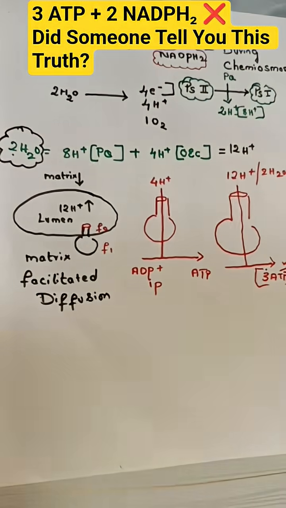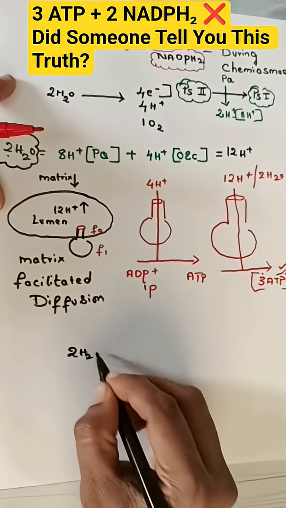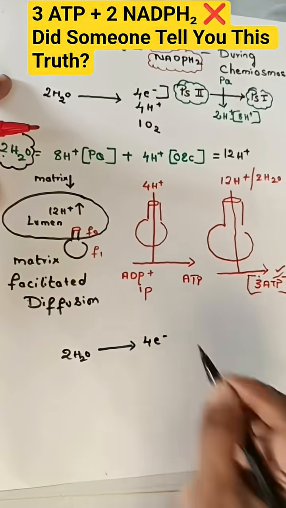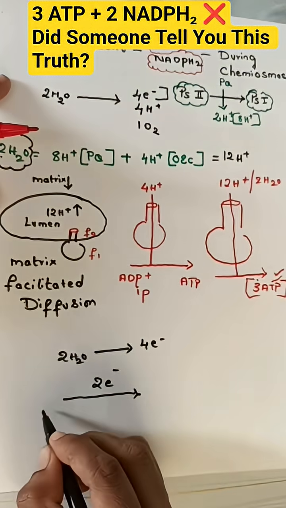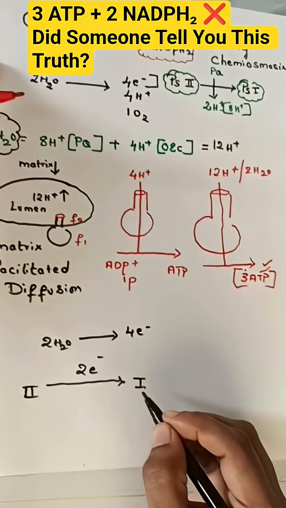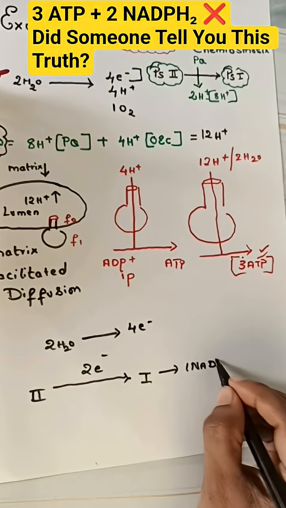Another point: how many NADPH2 molecules are formed? On splitting of the 2 water molecules, I just told you 4 electrons were released. Now every time 2 electrons pass from photosystem 2 to photosystem 1, they give 1 molecule of NADPH2.